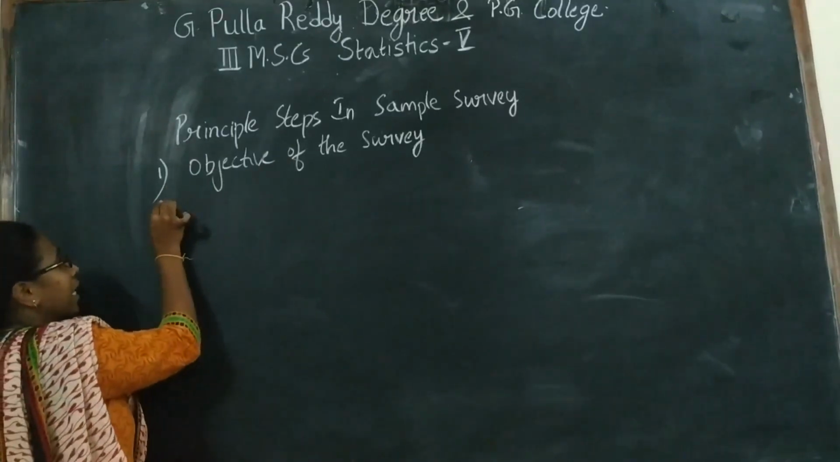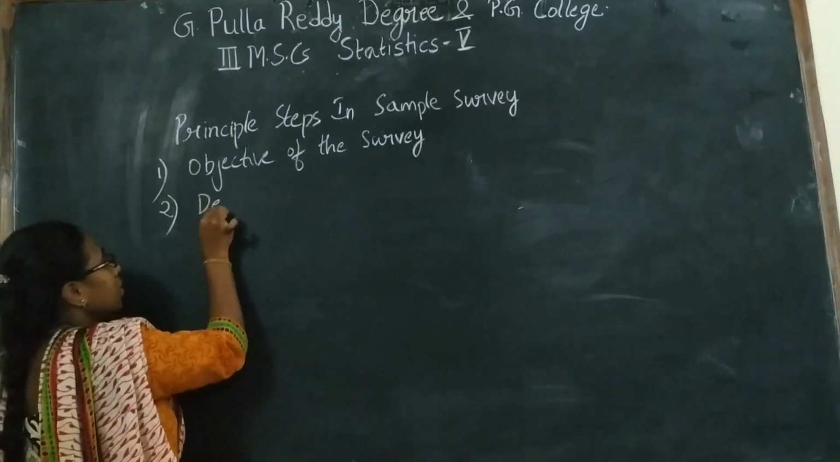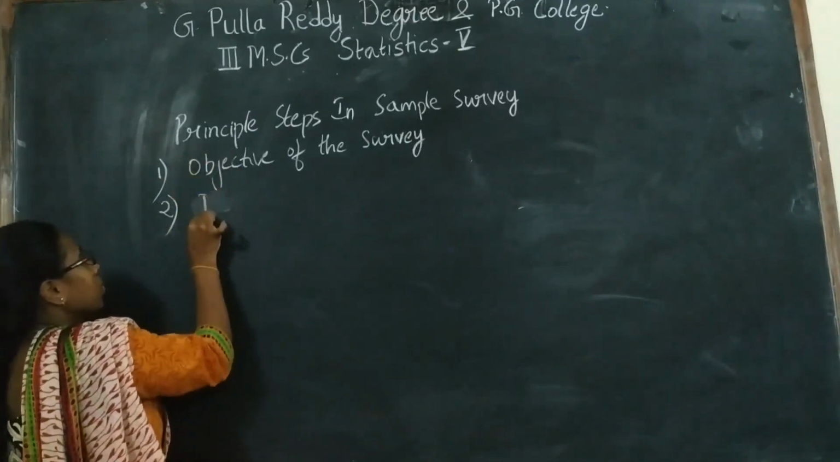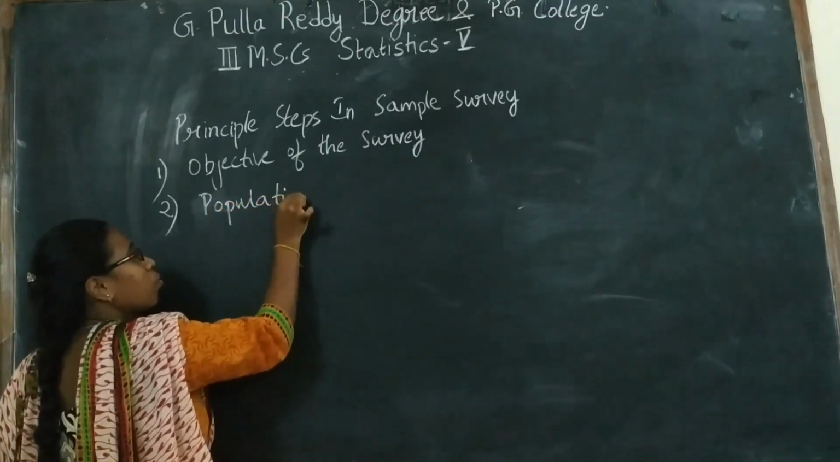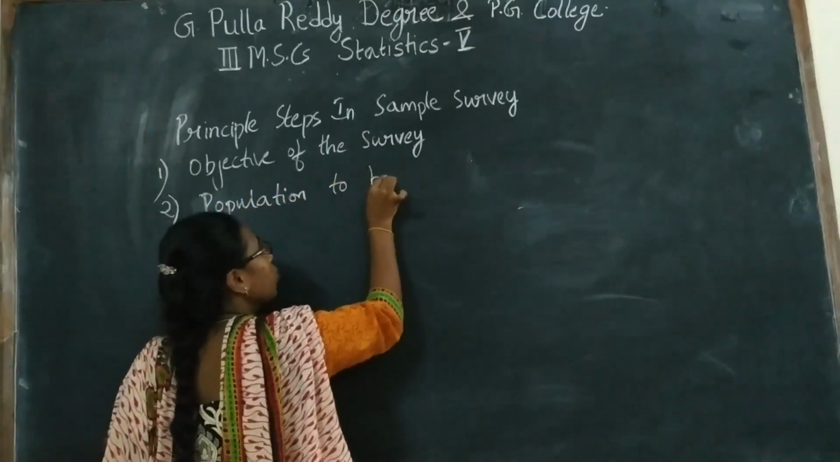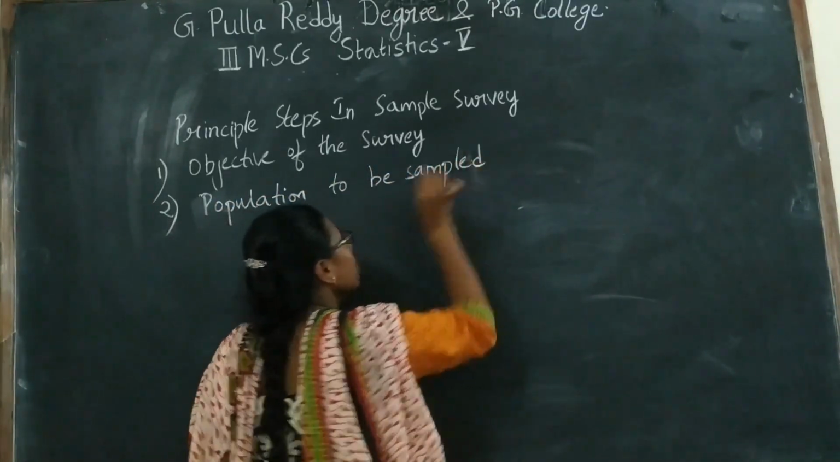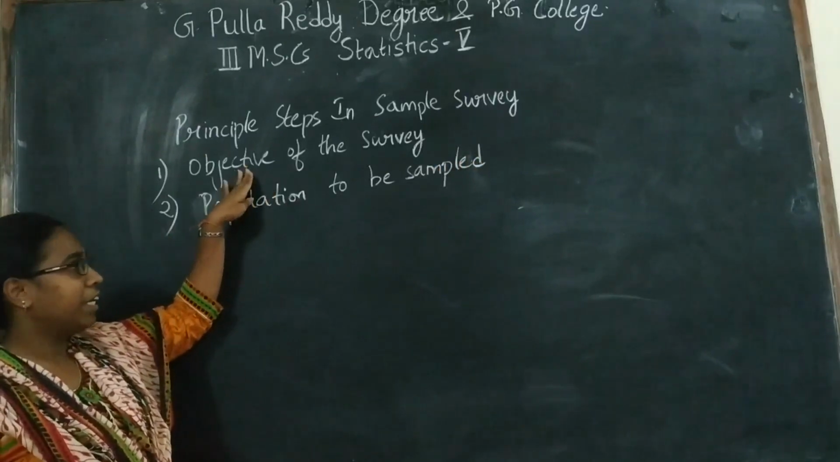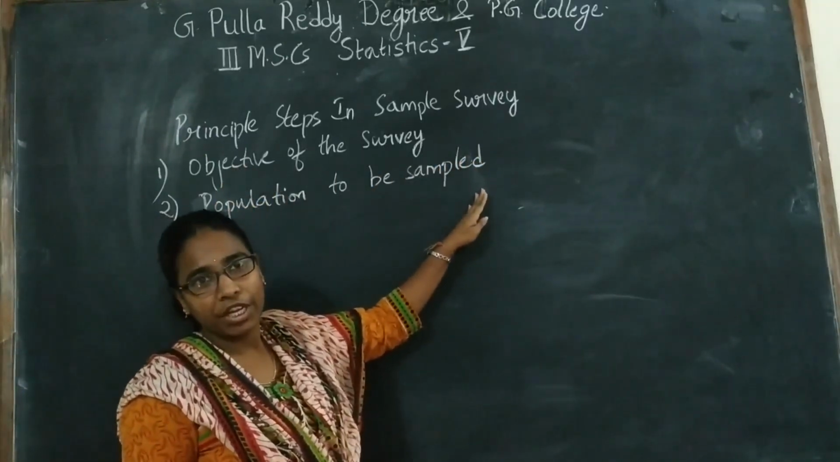Coming to the second step, that is population to be sampled. So depending on your objective, you have to select your population from which you have to take your sample.